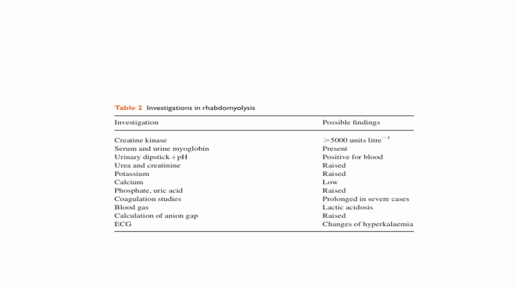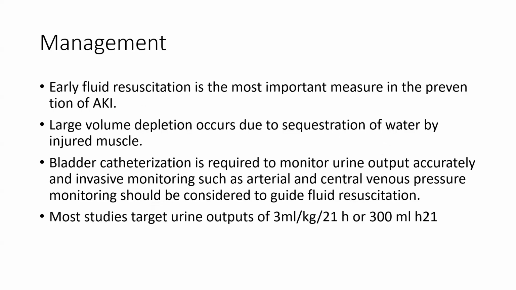The reason behind the rise in the level of potassium and phosphate is the damage to the muscle. And this phosphate is binding to the calcium, so we will find hypocalcemia. Coagulation studies will be prolonged. Blood gas will show metabolic acidosis, which is high anion gap, and ECG might show the changes of hyperkalemia.